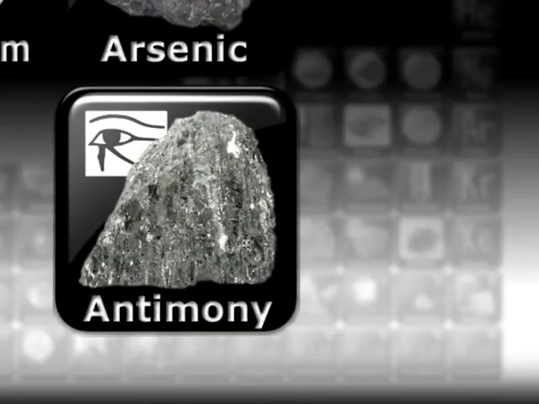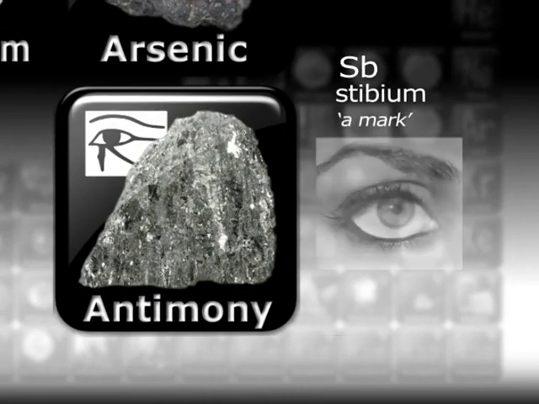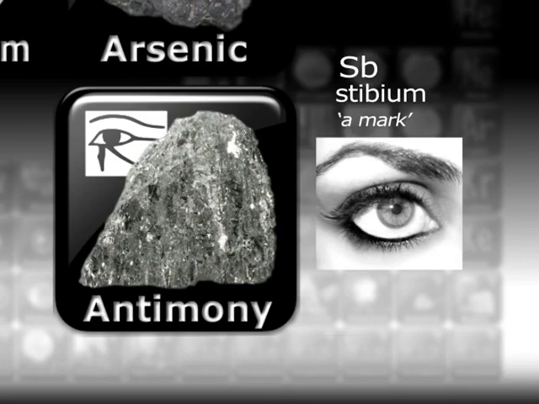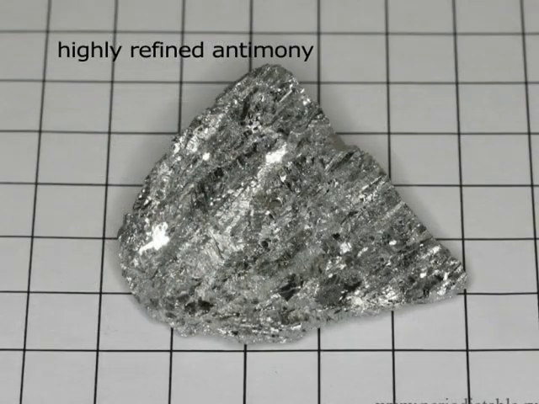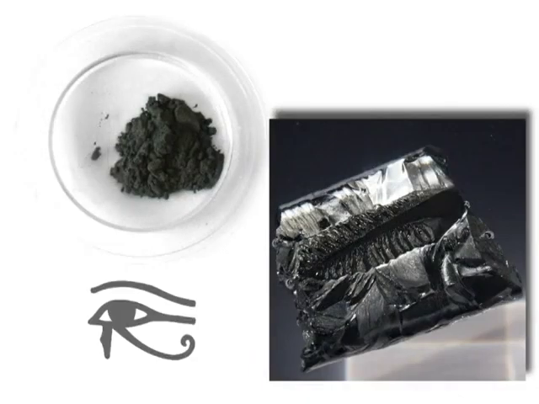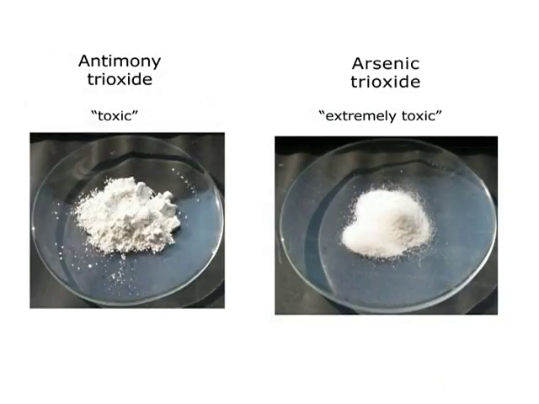Antimony. The symbol Sb is from stibium, meaning a mark, for its ancient use as an eyeliner. The real meaning of the word antimony has been lost. Antimony is, of course, a semi-metal and used in the semiconductor industry. It is shiny silver, but can be prepared as a black powder. Antimony poisoning resembles arsenic poisoning.